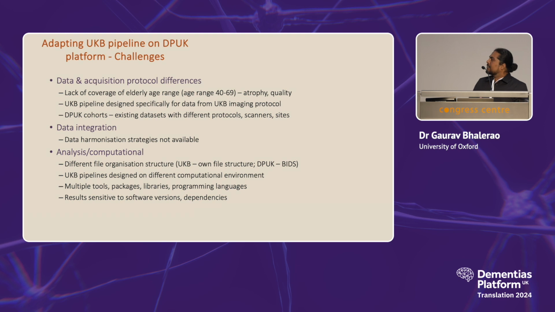And then there are some computational and analysis related challenges. For example, UK Biobank uses its own file organization structure and file naming structure, whereas DPUK's data has been arranged in standard BIDS format. Also, the UK Biobank pipeline is designed for a very different computational environment, and the pipeline itself is complex, using multiple tools, packages, libraries, and programming languages to analyze different modalities of brain MRI. This is a serious challenge in neuroimaging, where the results are sensitive to different software versions and dependencies.